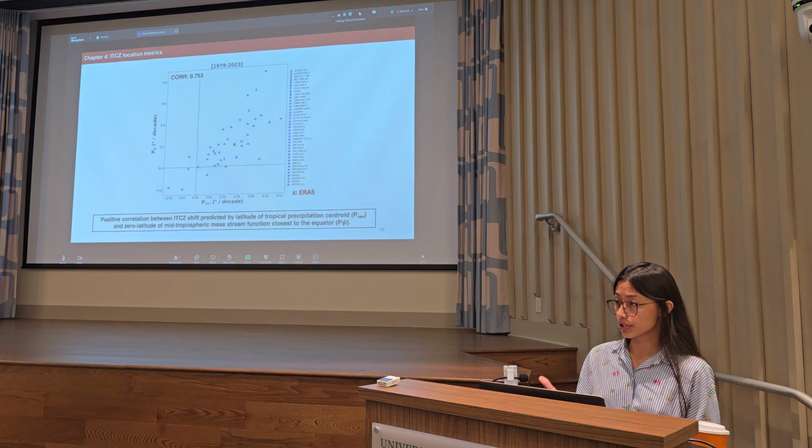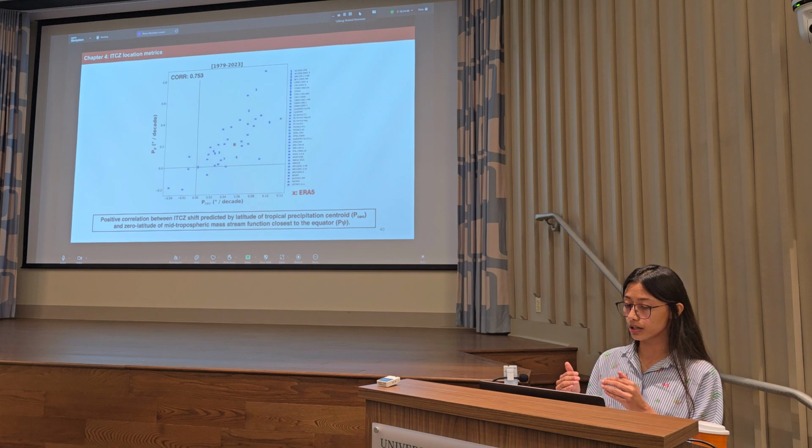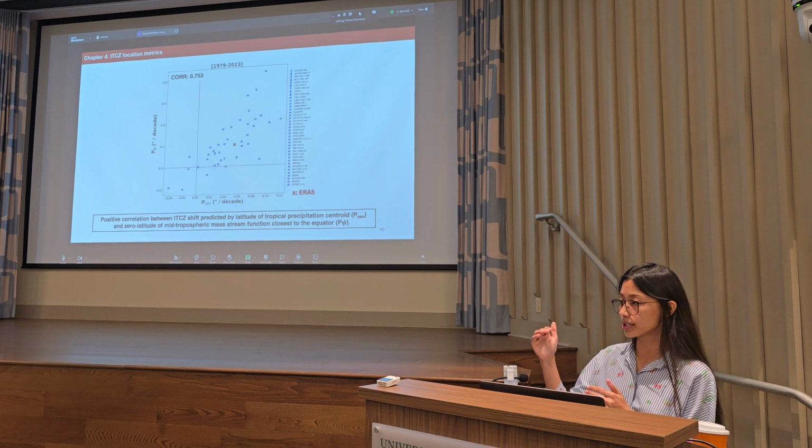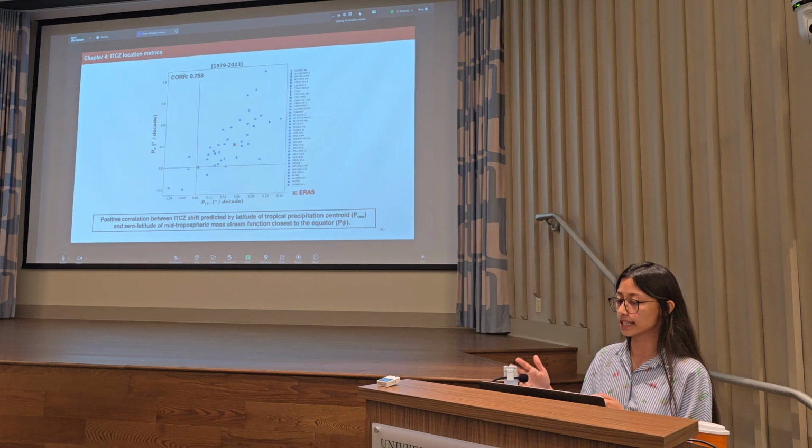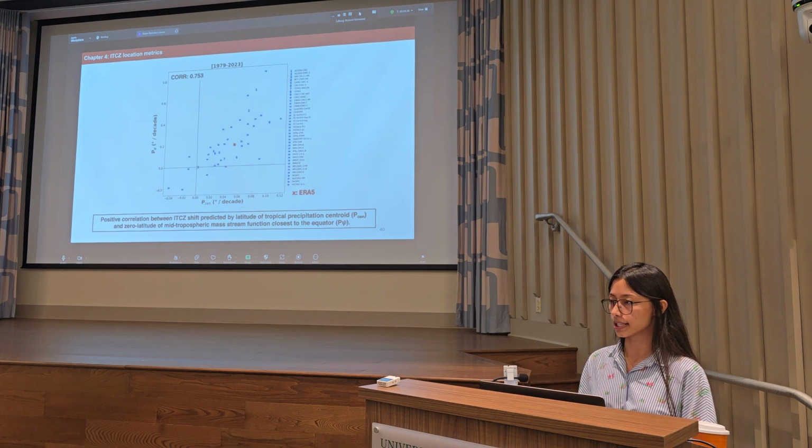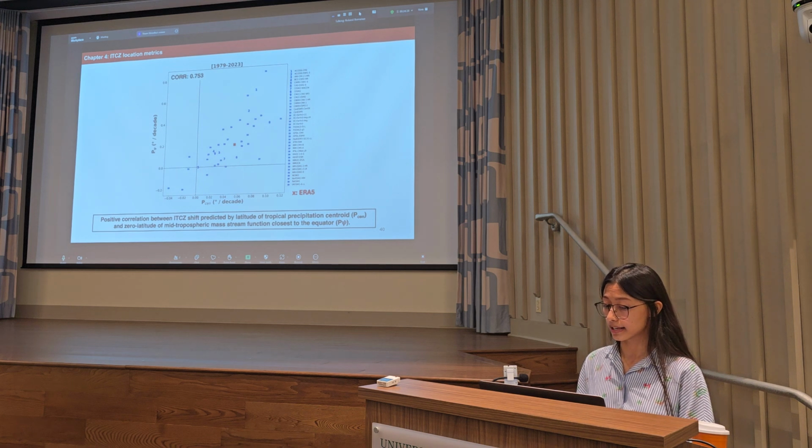However, if we use an alternative definition to locate the ITCZ location, like the zero latitude of the mass stream function closest to the equator, we find a similar northward migration of the ITCZ over this period, with the red cross representing the ERA5 reanalysis dataset.